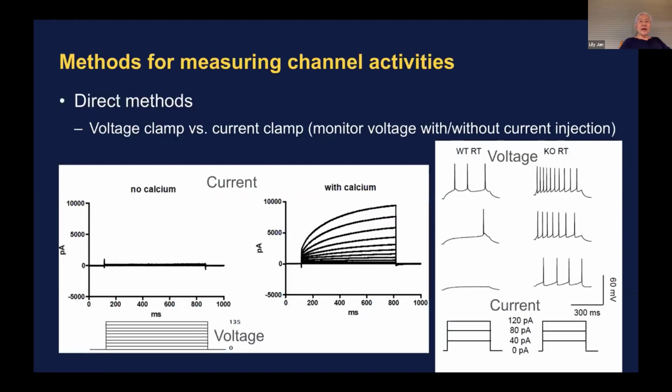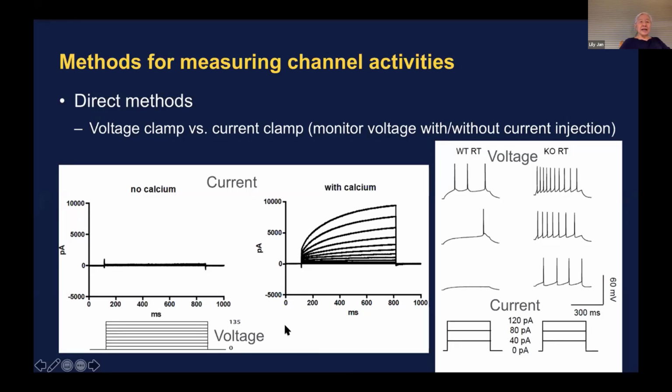So how to measure the channel activity? We measure the current, and there are different ways. There's the voltage clamp mode and the current clamp mode. And with current clamp, the example shown on the right, we measure the voltage across the membrane with or without the injection of current. So in this example, there are different amounts of current injected into the neuron, and that will lead to the firing of action potential.